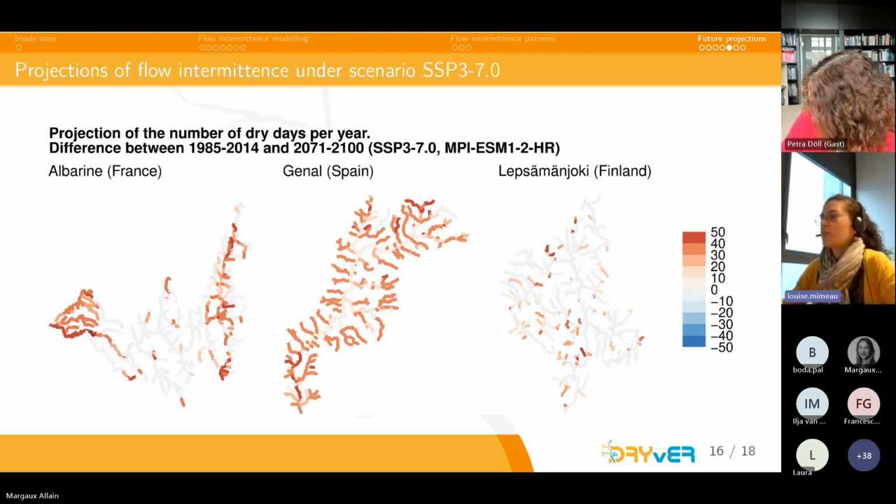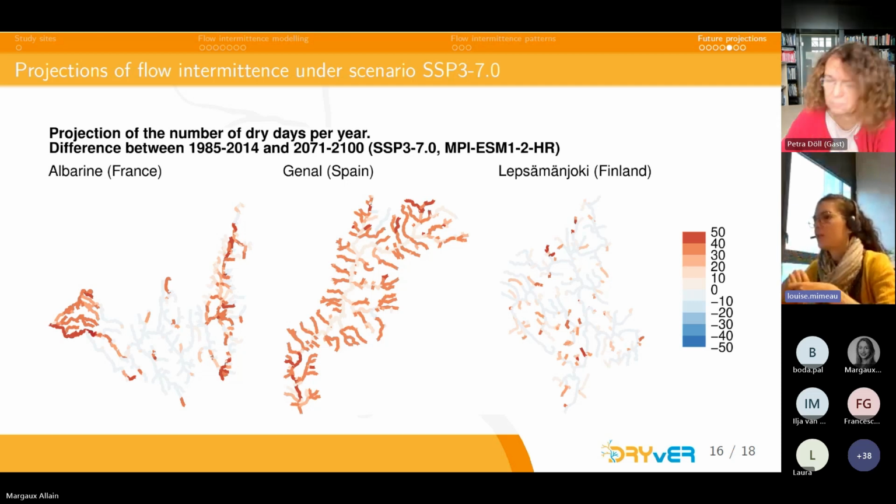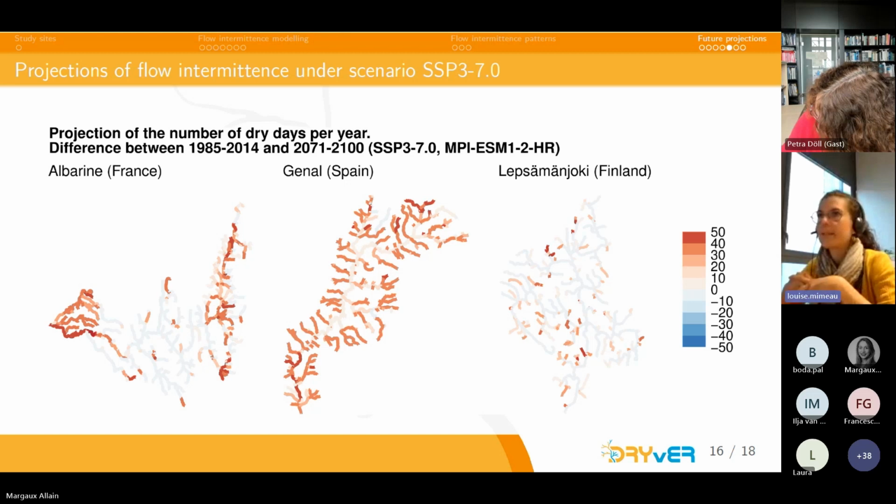So this is kind of a limitation of using models such as the random forest model to extrapolate in the future, because here we cannot really analyze a spatial expansion of flow intermittence. But it's still interesting to evaluate the evolution of flow intermittence in reaches that are already intermittent today. Next, please.